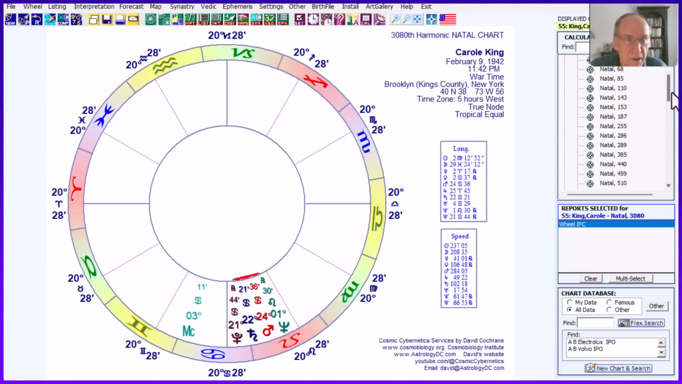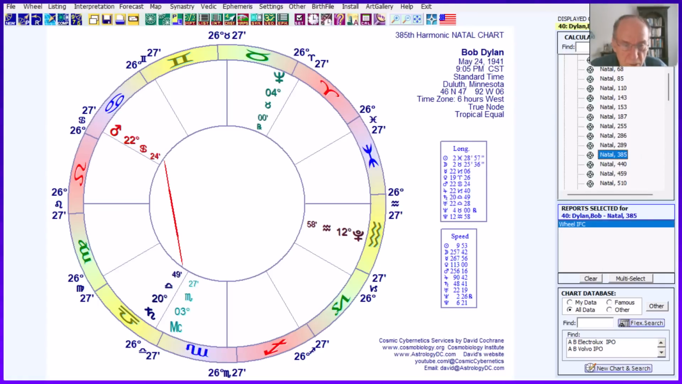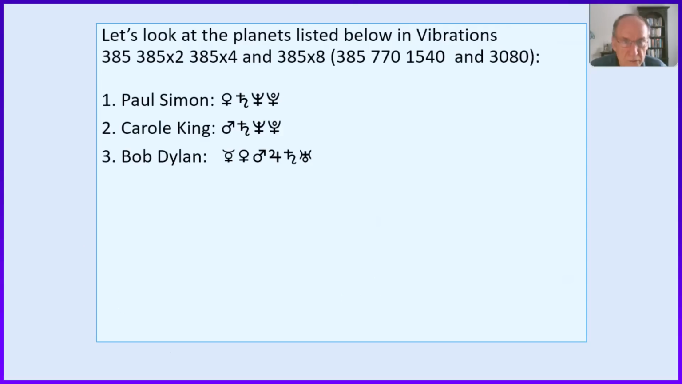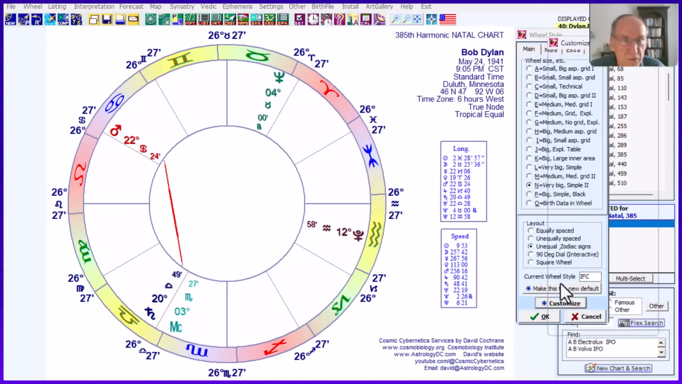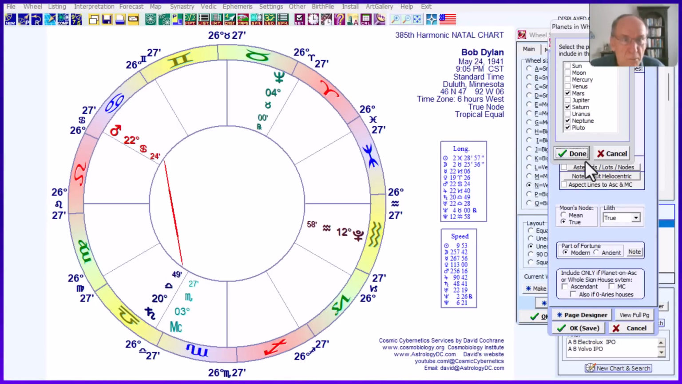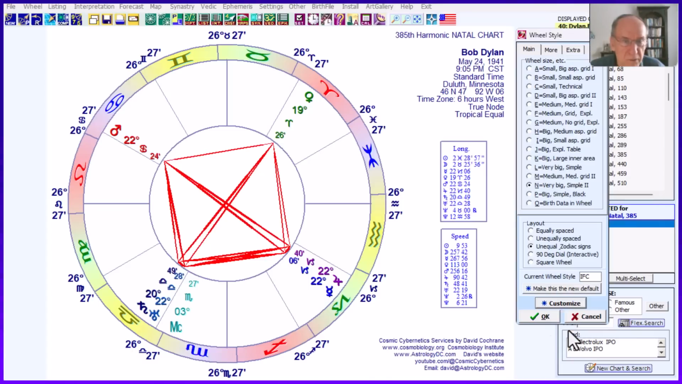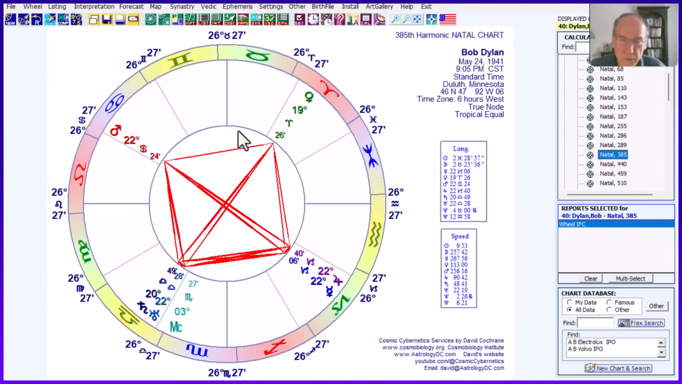His 385 vibe, and let me go back to my PowerPoint and see what planets are involved. For Bob Dylan, it's Mercury, Venus, Mars, Jupiter, Saturn, Uranus. So I'm going to go into the software, and I'm just going to select those so we're not distracted by other planets. Mercury, Venus, Mars, Jupiter, Saturn, Uranus.